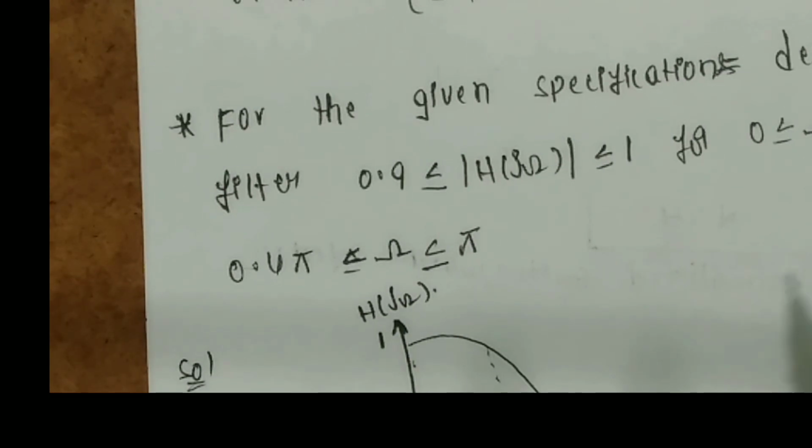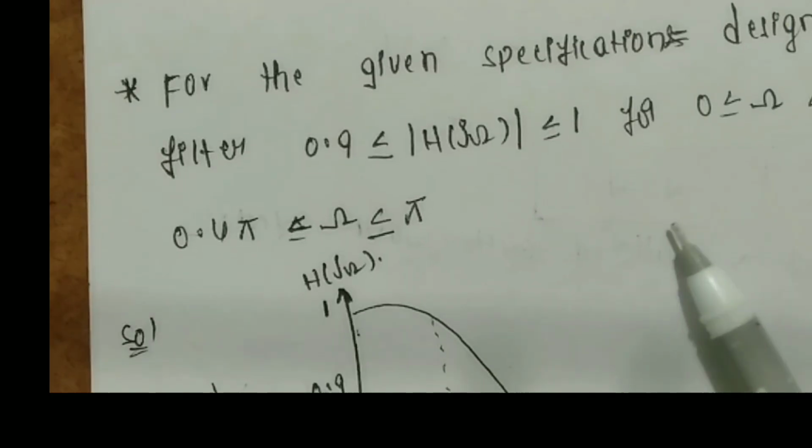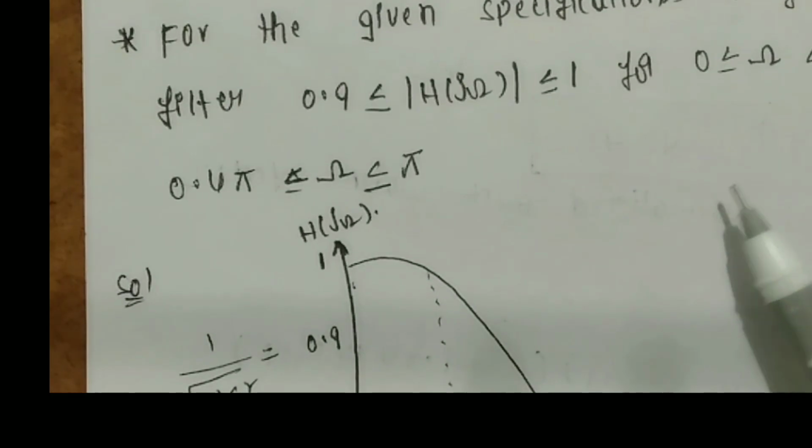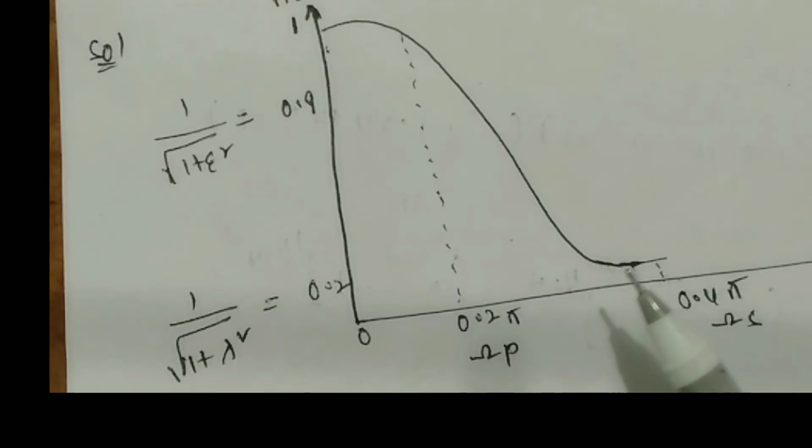So see, if in the question they have given alpha s, alpha p, omega s, omega p, it is very easy for you to substitute those values in the given formula. But here you have to extract what is alpha s, what is alpha p, what is the value of omega s, and what is the value of omega p. If such questions appear in the examinations, you have to remember, or get back, the magnitude response of the filter.